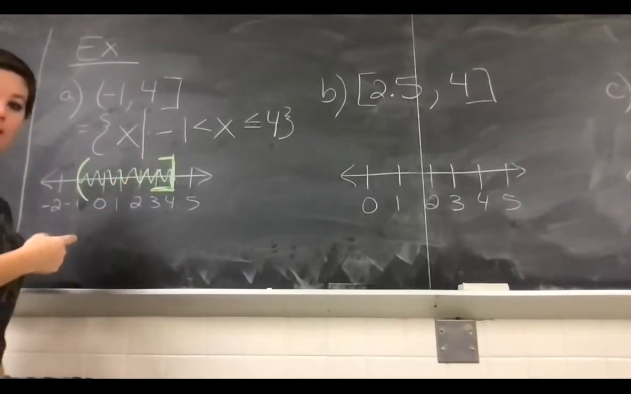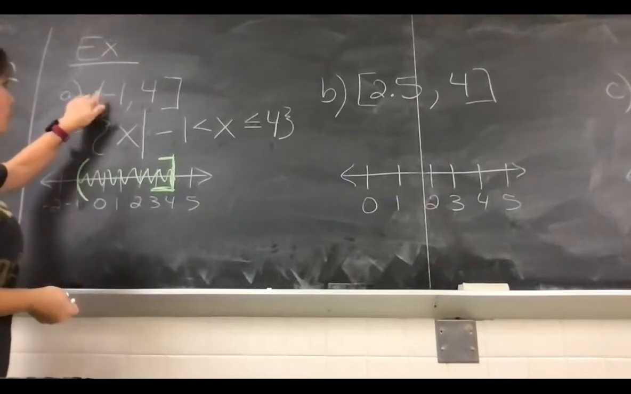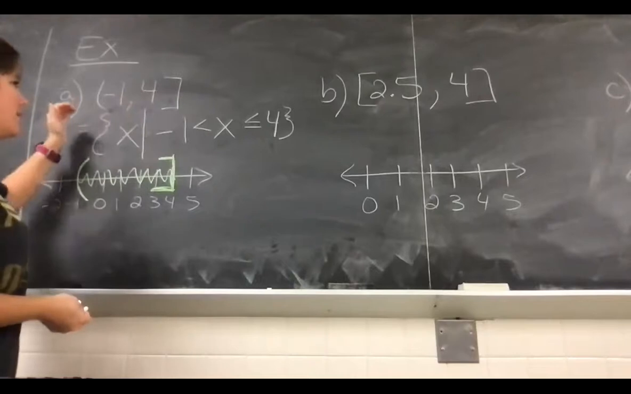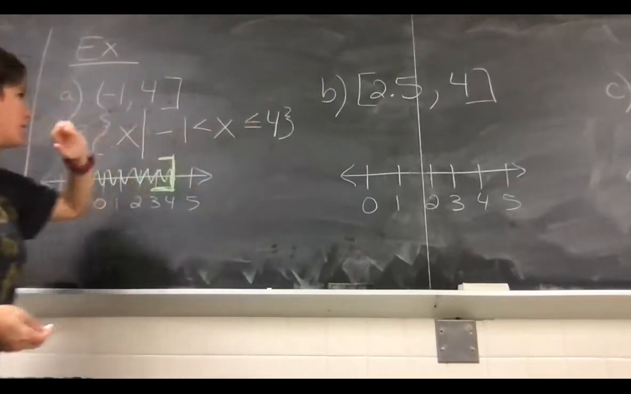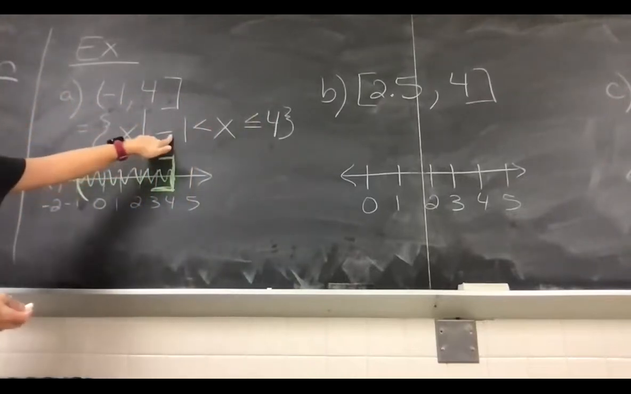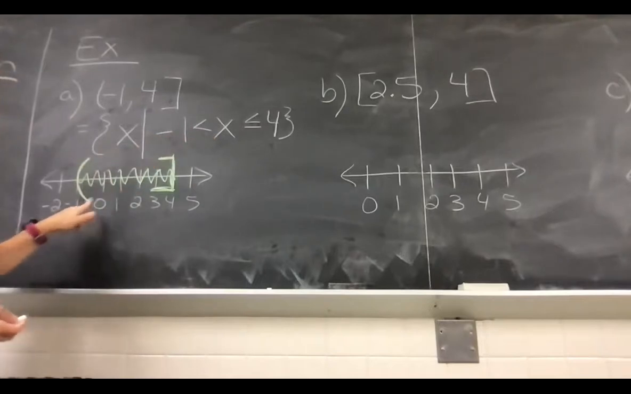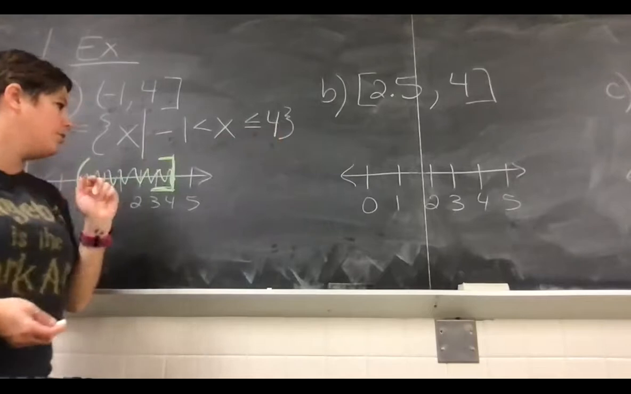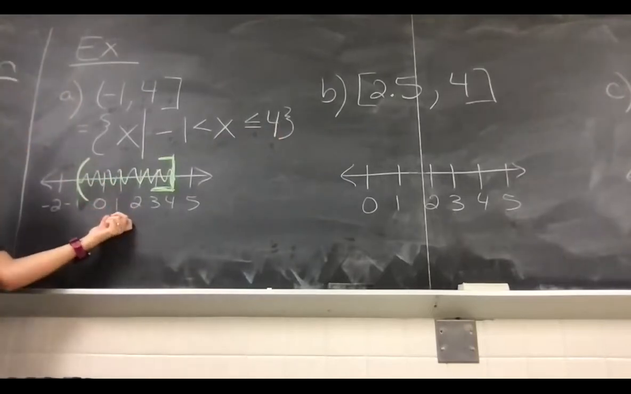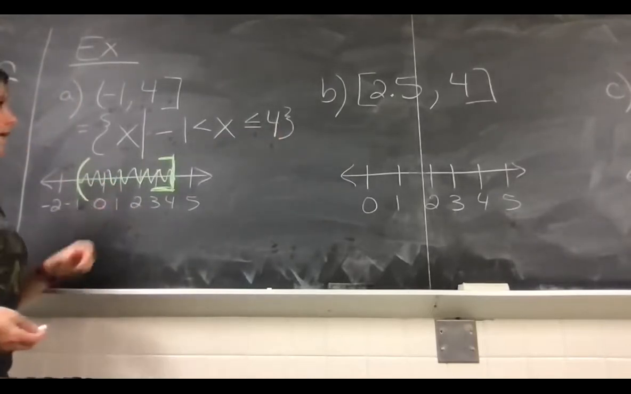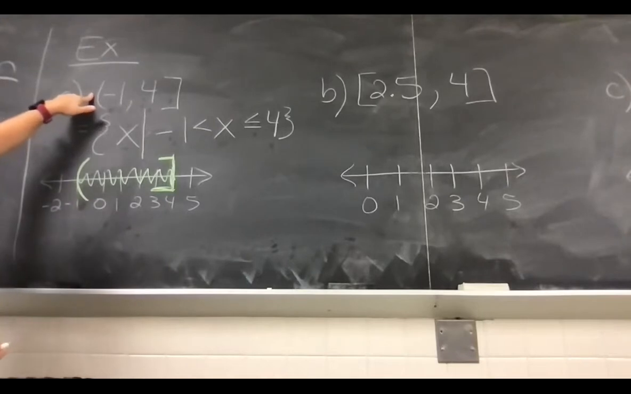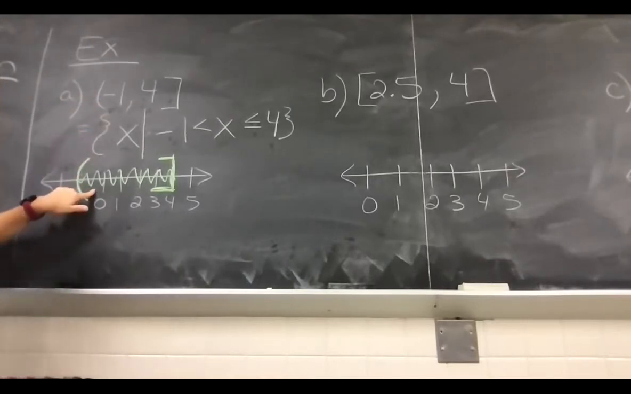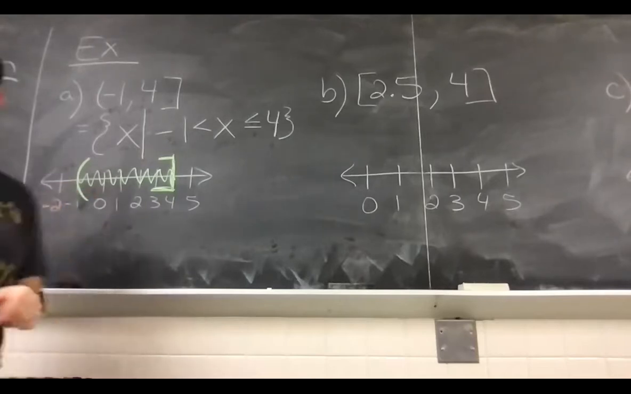And that's how you write parenthesis -1, 4 bracket as a set builder notation. You have X such that -1 is less than X, and X is less than or equal to +4, which is exactly what our interval looks like. And that's it. This is our interval notation. This is our set builder notation. And this is our graph, or our graphical notation.